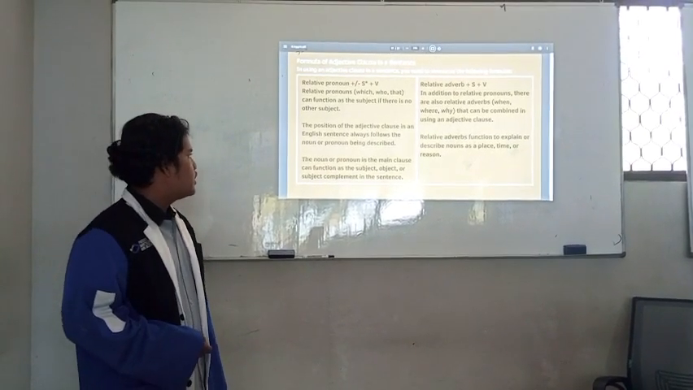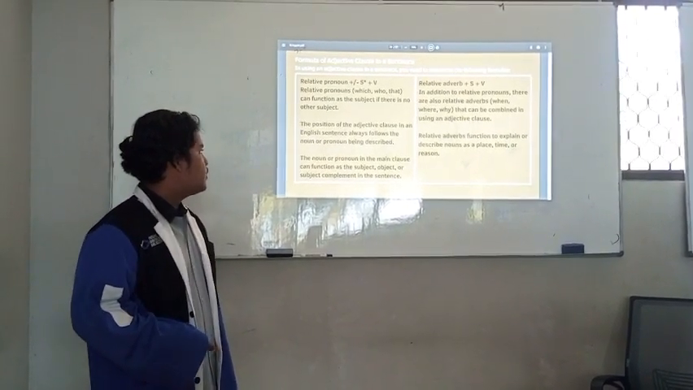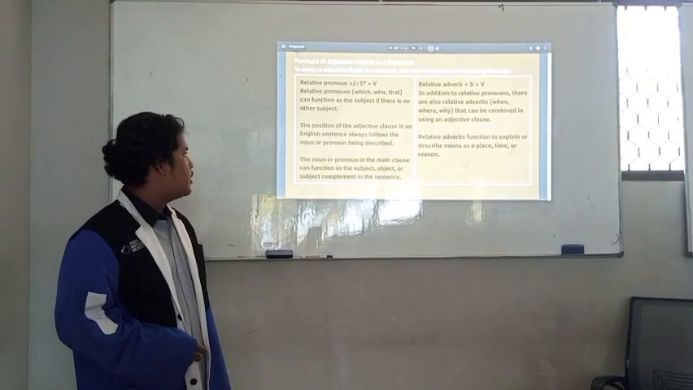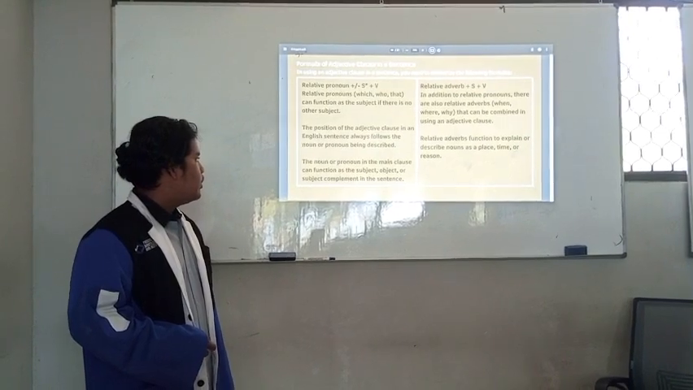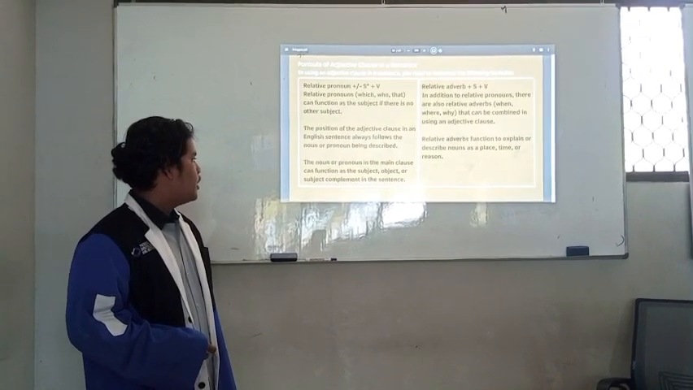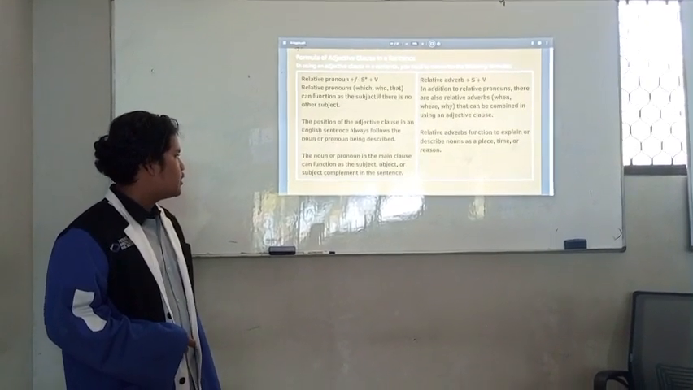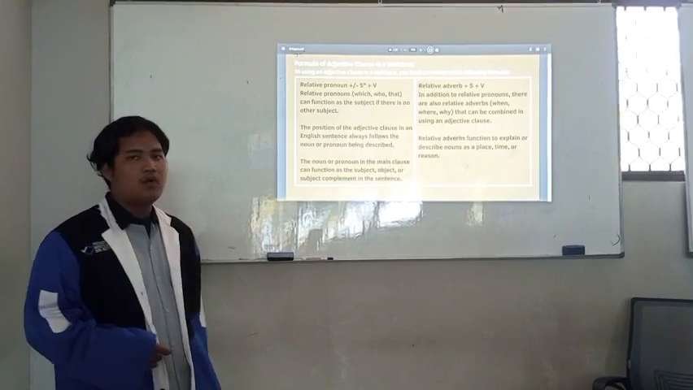Relative adverb plus subject plus verb. In addition to relative pronouns, there are also relative adverbs when, where, why, that can be used in an adjective clause. Relative adverbs function to explain or describe nouns as a place, time, or reason.